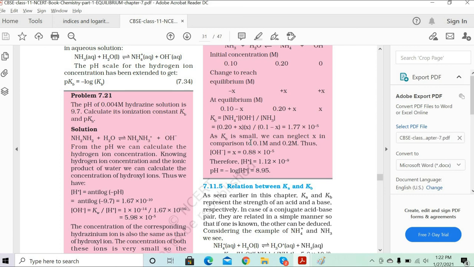0.20 plus x into x by 0.1 minus x is equal to 1.77 into 10 power minus 5. So it will be like a quadratic equation, isn't it? Yes, I got it now. So what's the value? It's 0.88 into 10 power minus 5. Okay. So now, once you get the concentration of OH ions, you have to multiply with H plus ions and you should get 10 power minus 14, because the H plus ion into OH minus ion concentration is equal to 10 power minus 14, right?